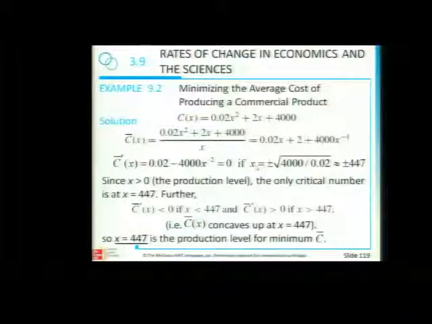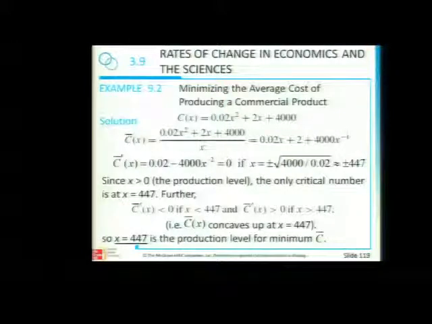And so you solve this one, you find X equal to plus minus 447. You have two roots, but obviously the production level cannot be negative, right? The company is producing, so we have to drop the minus sign. Therefore, we take 447 to be the critical point. The negative number is dropped because production level cannot be negative.